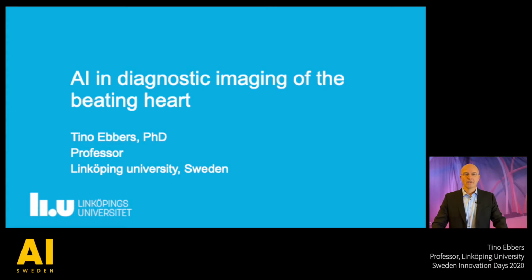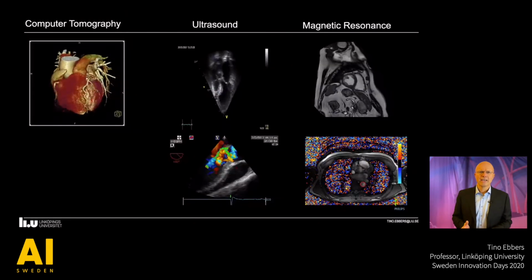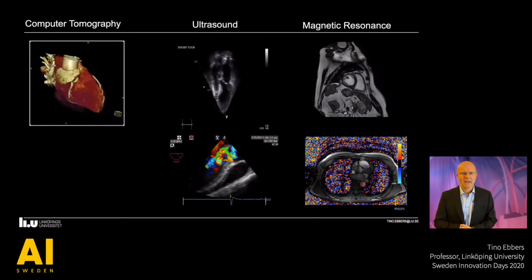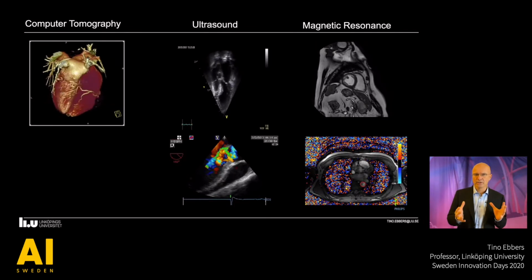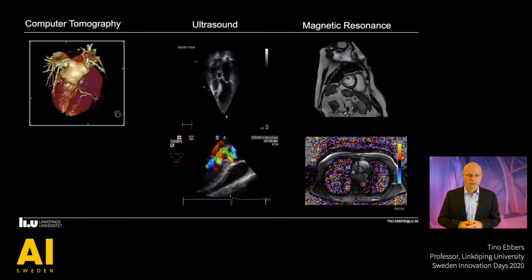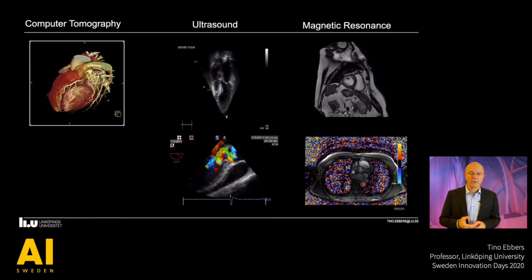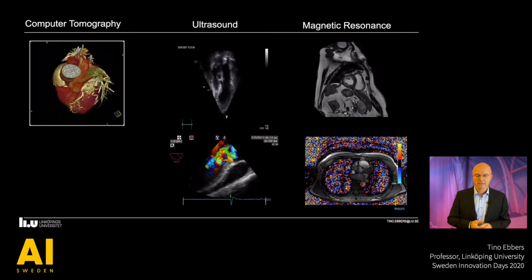I'm a professor in cardiovascular imaging at Linköping University, and I will talk today about AI in diagnostic imaging of the beating heart. If you think about imaging of the beating heart, there are many different techniques we can use, and nowadays we get really nice anatomical images, so we can really see the whole structure of the heart. For instance, using computed tomography, ultrasound, magnetic resonance.